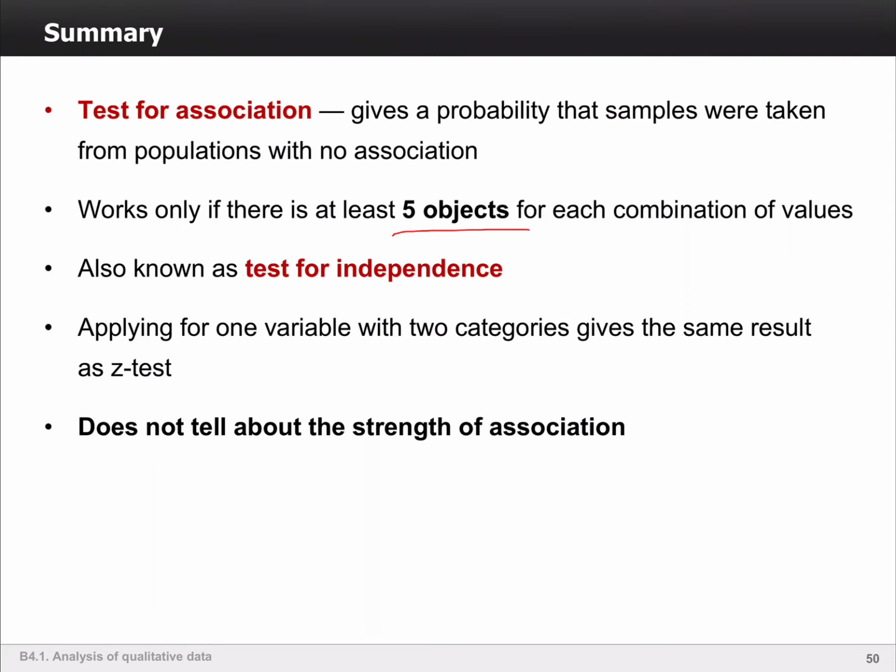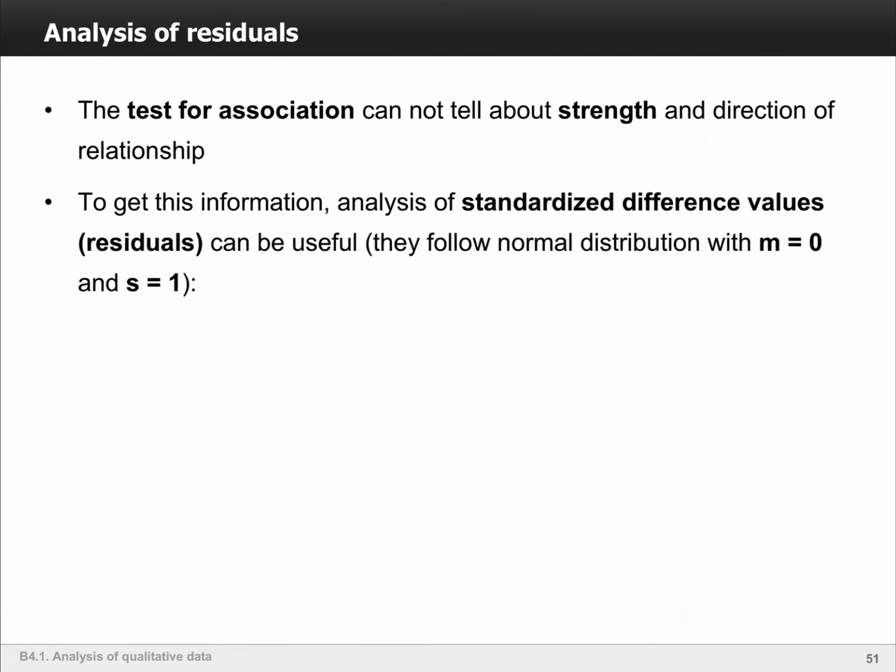There is one significant limitation for this test. It doesn't tell you how big the association is. It just tells you whether you have an association or not, or how likely you have an association, but it doesn't tell you anything about the details. It's like ANOVA. ANOVA tells you if you have any difference or not, but doesn't tell you where you have this difference. In ANOVA, we make a post hoc test to find the details, and we can do the same for the test for association. It's not a test actually; it's a calculation of standardized residuals.